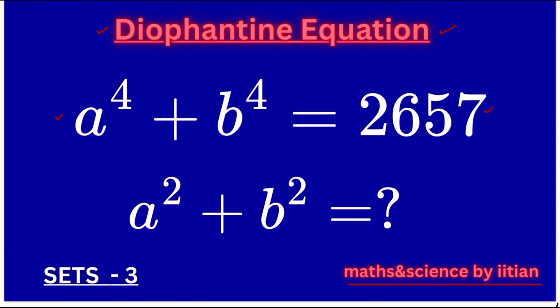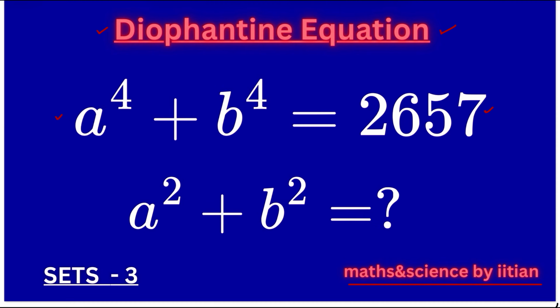It's a very good example where a to the power of n plus b to the power of n is equal to c to the power of n. As per Fermat's theorem, it is only valid for n less than or equal to 2. It cannot be valid for more than 2. Now, what we wanted is that a to the power of 4 plus b to the power of 4 is equal to 2657.